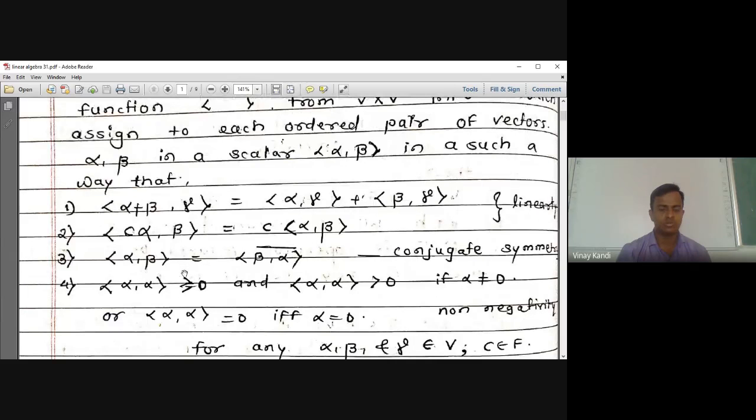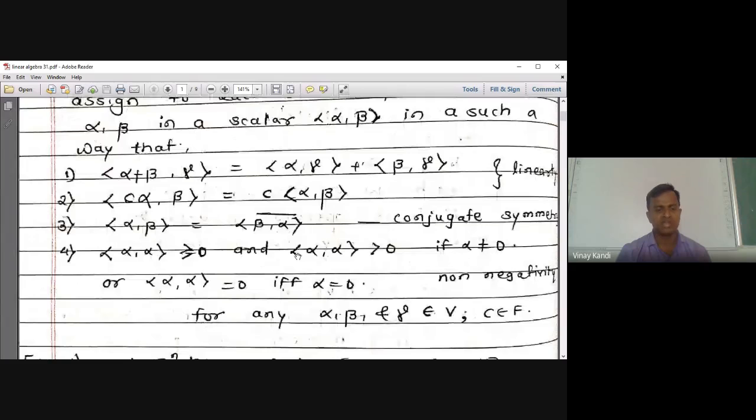The third condition is conjugate symmetry: the inner product of alpha and beta is equal to the conjugate of the inner product of beta and alpha. Here the bar means the conjugate of that element; whatever the element is, we take its conjugate. So the inner product of alpha beta equals the conjugate of the inner product of beta alpha.